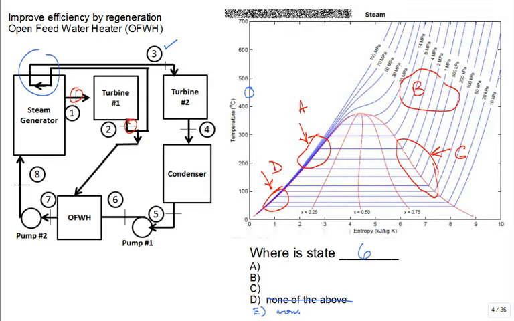Should we do one more? Yes, sir. Well, I'll ask after the next question. Okay. All right. Let's do state 7. This is typically the hardest for people to figure out. State 7. That's what comes out of that open feedwater heater.